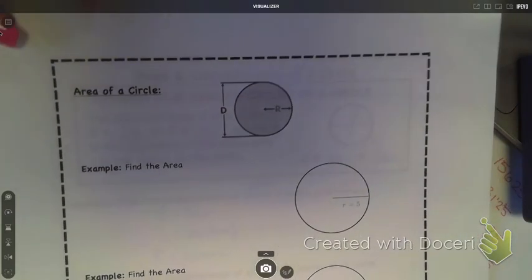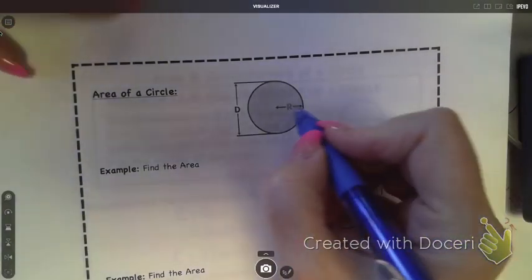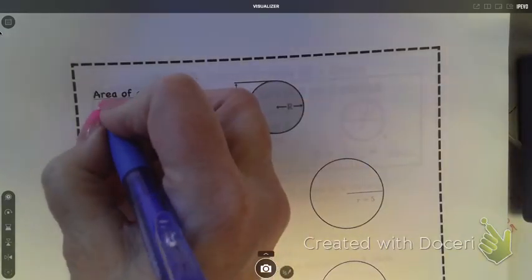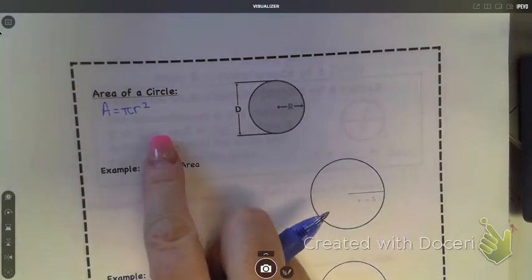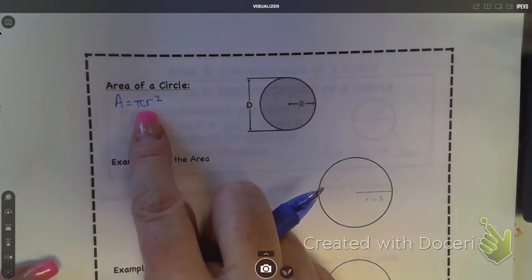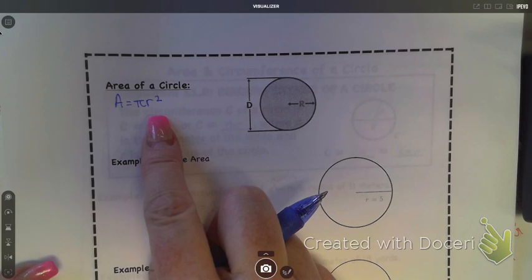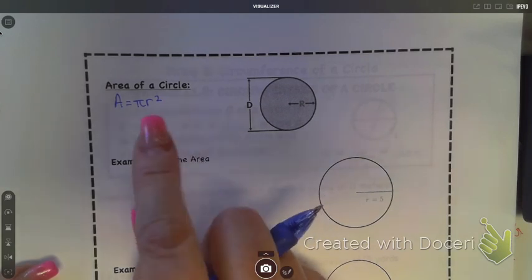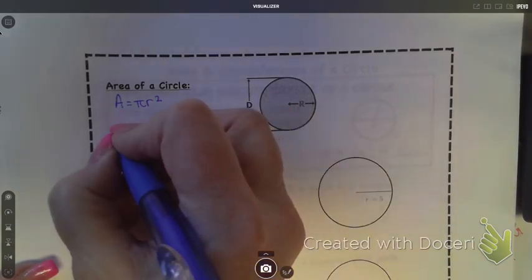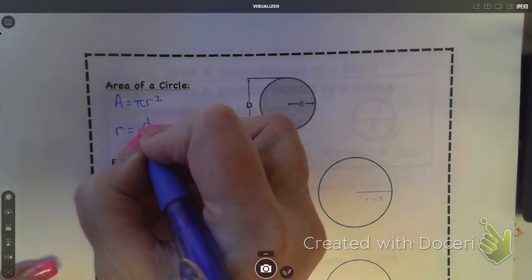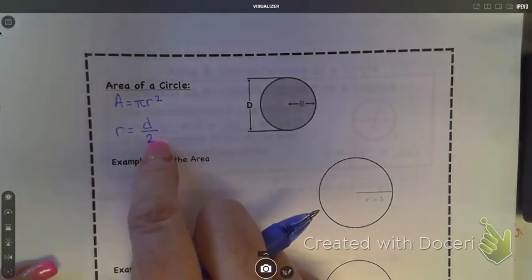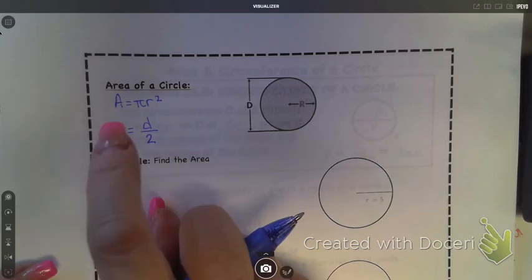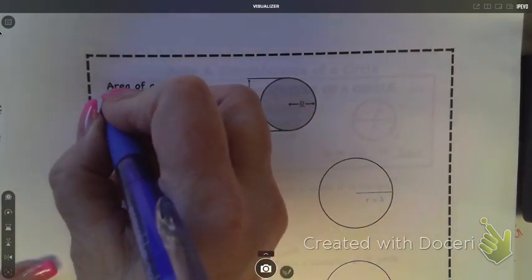Okay, so area of a circle, we have diameter and we have radius. Area equals pi r squared. Can we use diameter on this one? No, because squaring your radius and multiplying your radius by 2 are 2 different things, correct? So radius equals diameter divided by 2. So if you're given the diameter, you need to divide it by what? 2. So don't forget that. But this right here is the area.